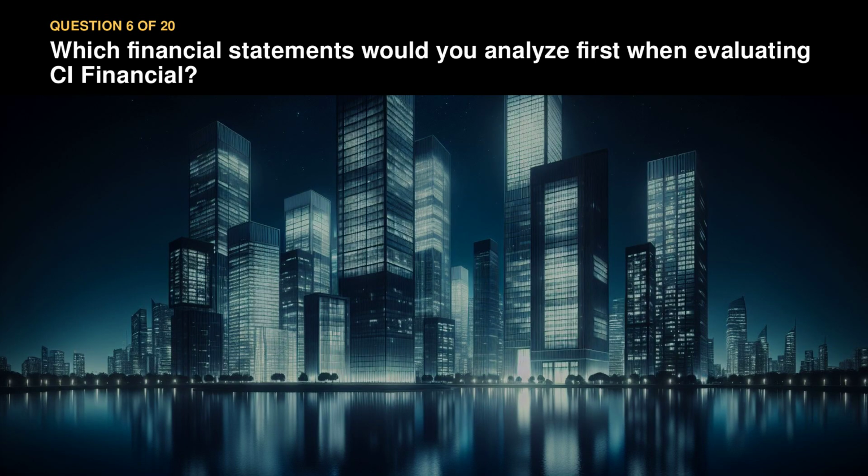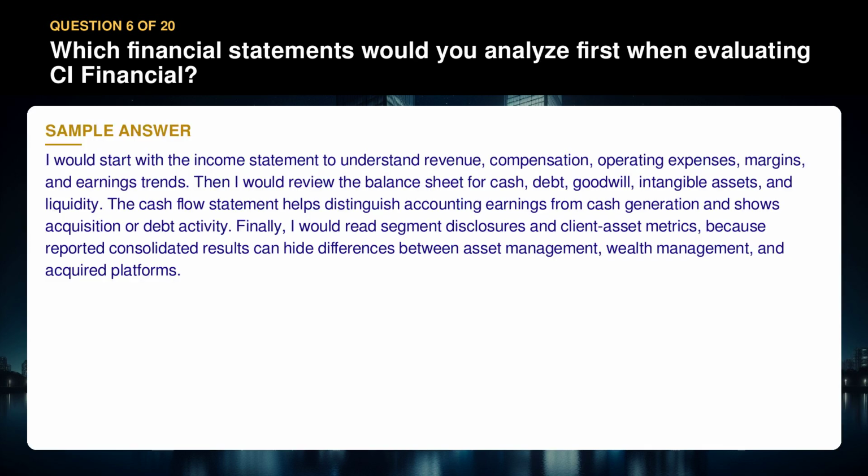Question 6. Which financial statements would you analyze first when evaluating C Financial? I would start with the income statement to understand revenue, compensation, operating expenses, margins, and earnings trends. Then I would review the balance sheet for cash, debt, goodwill, intangible assets, and liquidity. The cash flow statement helps distinguish accounting earnings from cash generation and shows acquisition or debt activity.